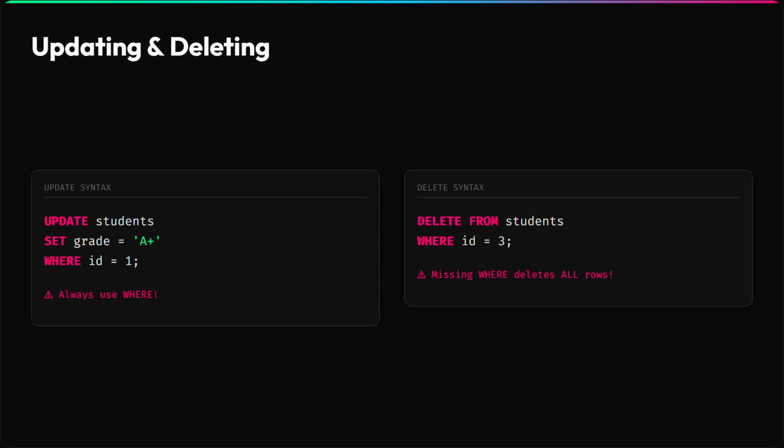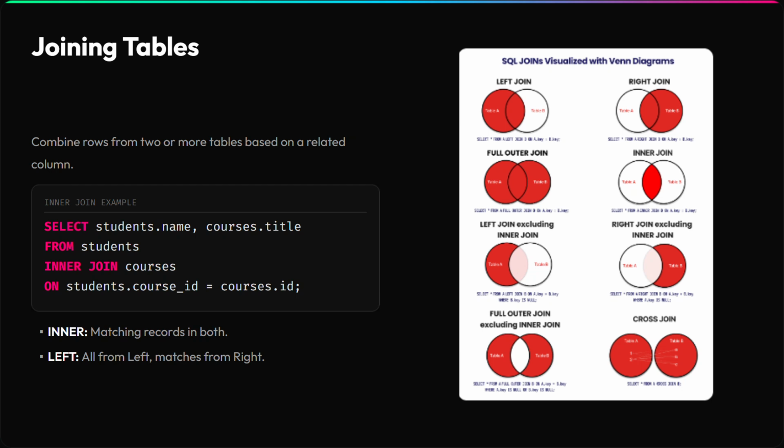Finally, the true power of a relational database is join. Rarely is all data in one table. We use join to connect tables, usually matching an ID column from one to another. An inner join gives us rows that match in both tables. If a student hasn't signed up for a course, they won't appear in the results.